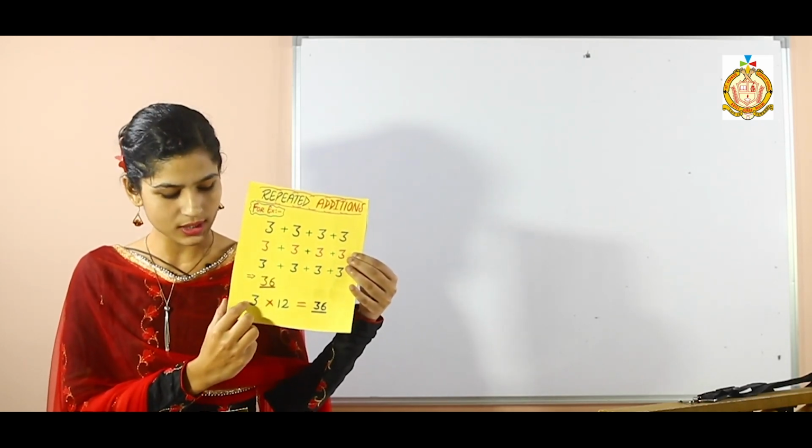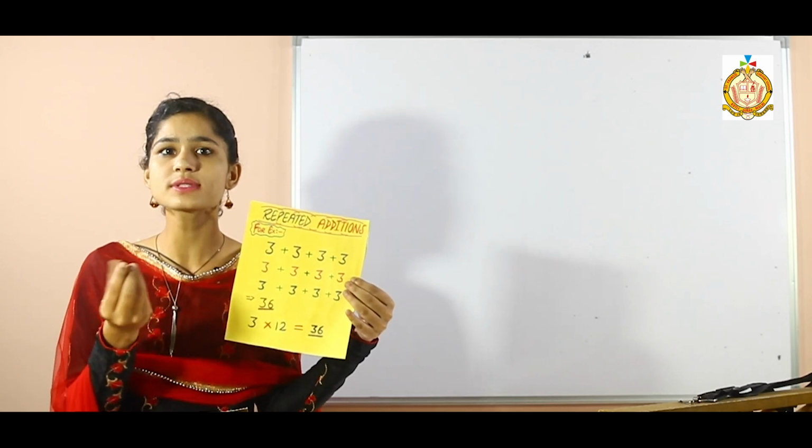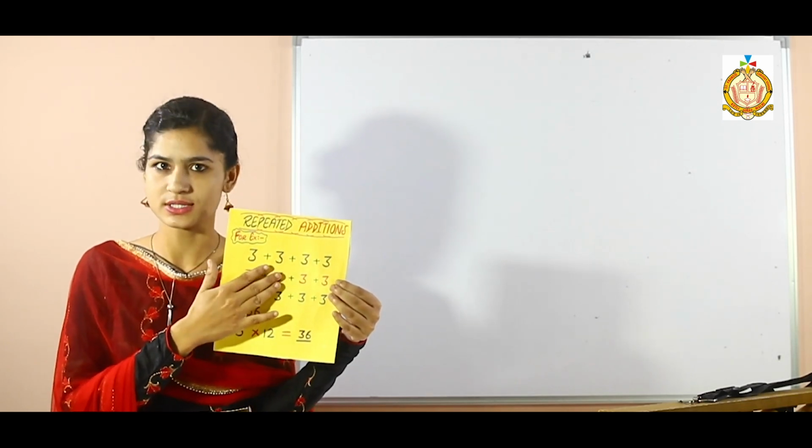So, you have to use the table here. Do you know the table of 3? 3 into 12, your answer is 36. Both answers are the same. We can do it by adding, we can do it by multiplication. But adding is a time consuming process, and in multiplication we solve the sum within 2 seconds. So that's why multiplication is more efficient than addition. That's why multiplication is known as repeated additions.